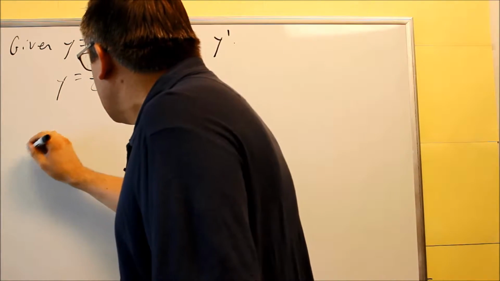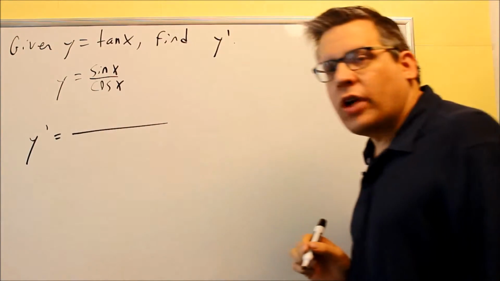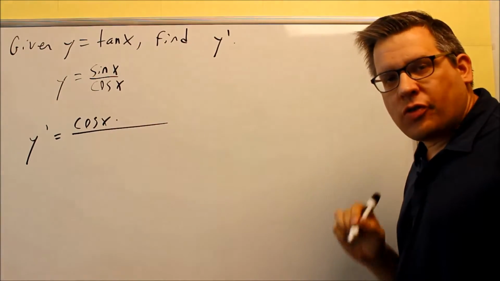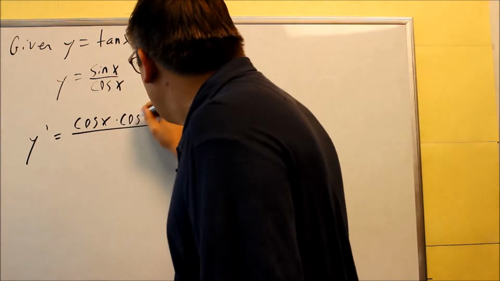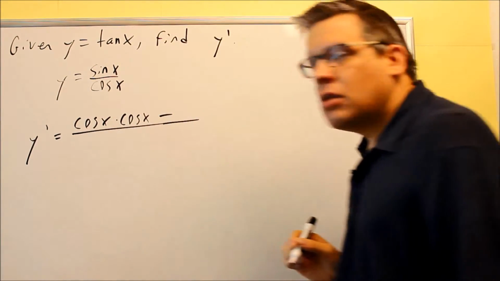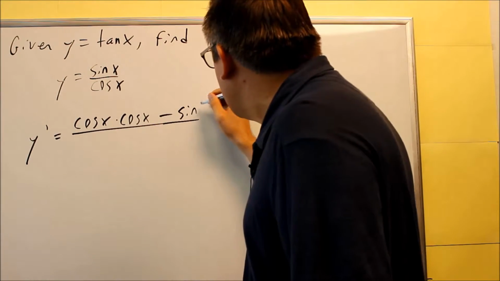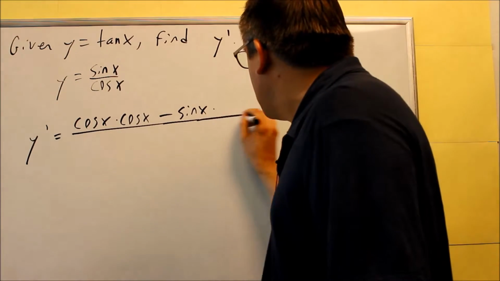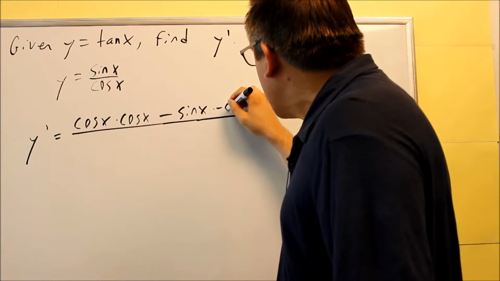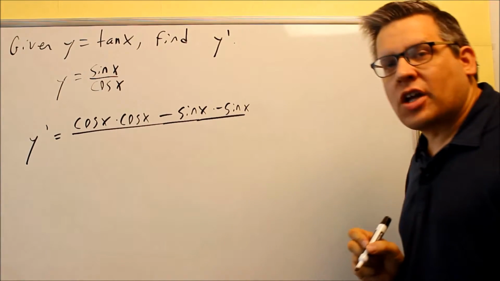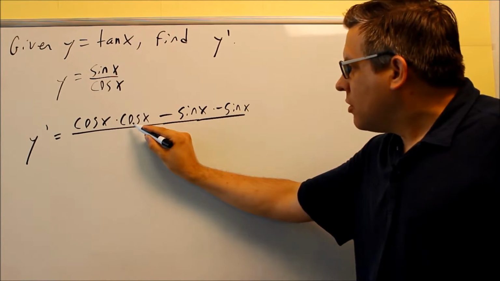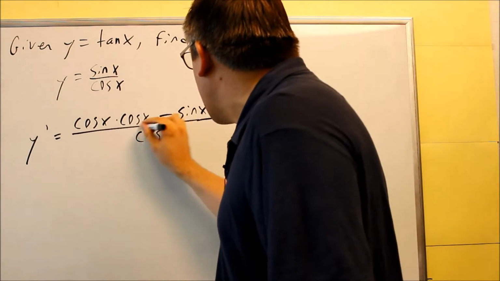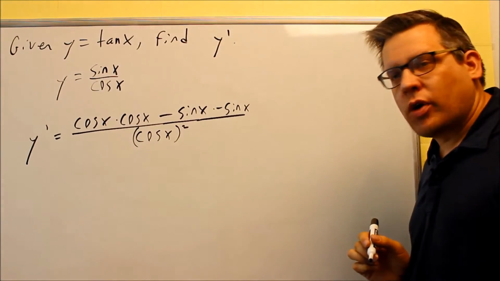So if we apply that, using quotient rule, we have the bottom, cosine x, times the derivative of the top. The derivative of sine is cosine, minus the top thing, which is sine, times the derivative of the bottom. Derivative of the bottom is negative sine x. Derivative of cosine is negative sine. So bottom, derivative of the top, minus the top thing, derivative of the bottom, all divided by cosine x. The bottom one is going to be squared.